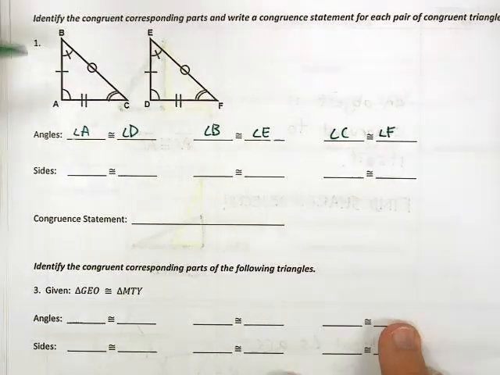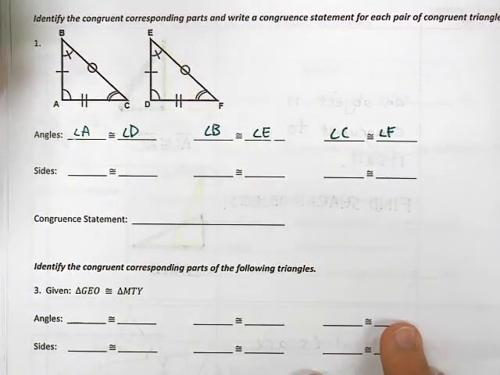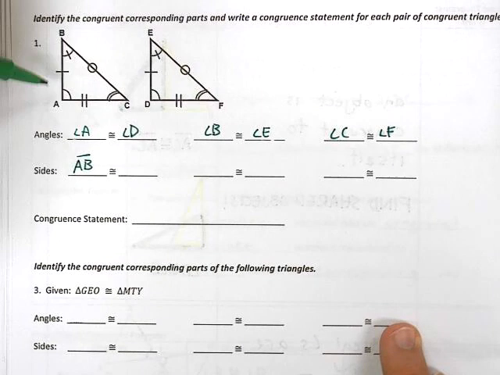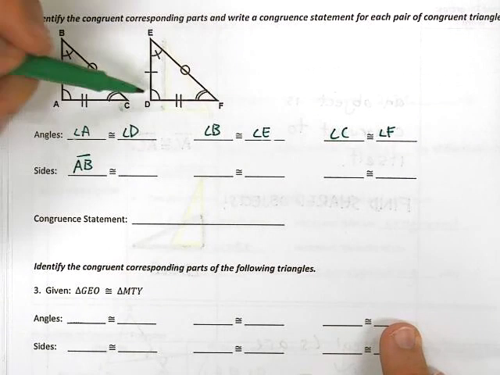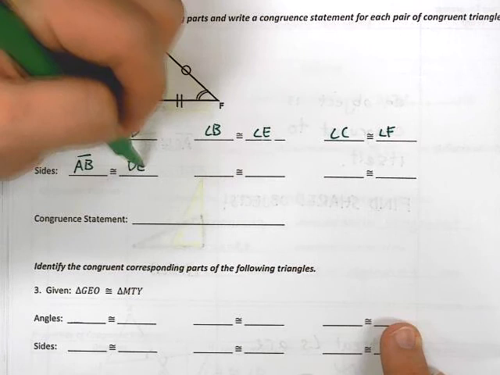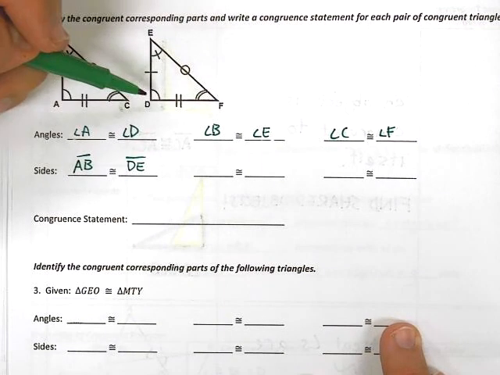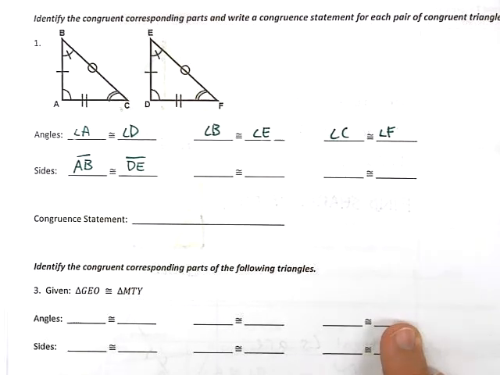Now, for sides, again, match up the tick marks, or match up the proper markings. So I'm going to go AB here. That's my single. So I'm going to say AB. And if I went AB, I need to go DE. Why? Because AB is single to single with a dash, so I need to go single to single with a dash in my other triangle.